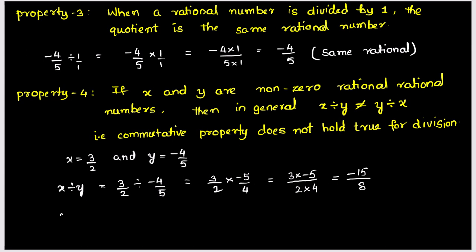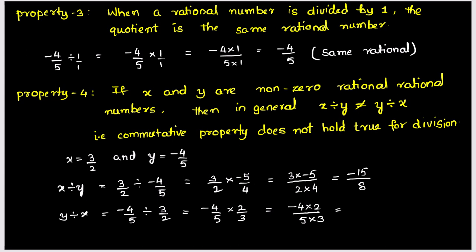Now let us change the order. If y is divided by x, let us check whether we will get the same result or not. So what is the y value here? We have taken minus 4 by 5 divided by x. What is x here? 3 by 2. That implies we can write minus 4 by 5, and we are writing the division symbol as multiplication. So 3 by 2 becomes 2 by 3. That implies minus 4 into 2 divided by 5 into 3, 5 multiplied by 3.